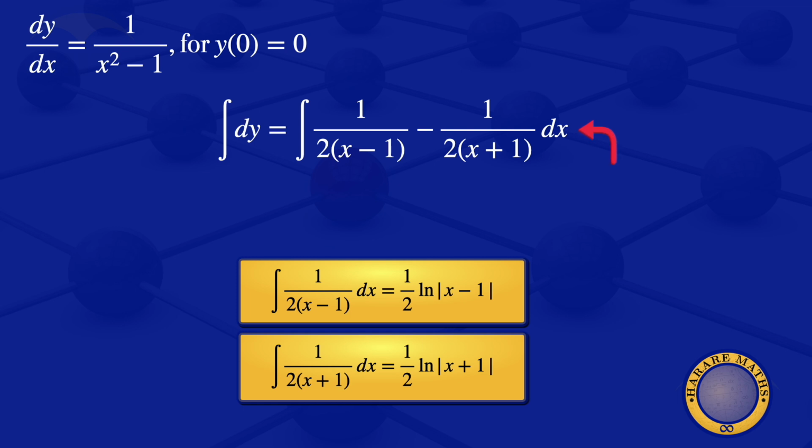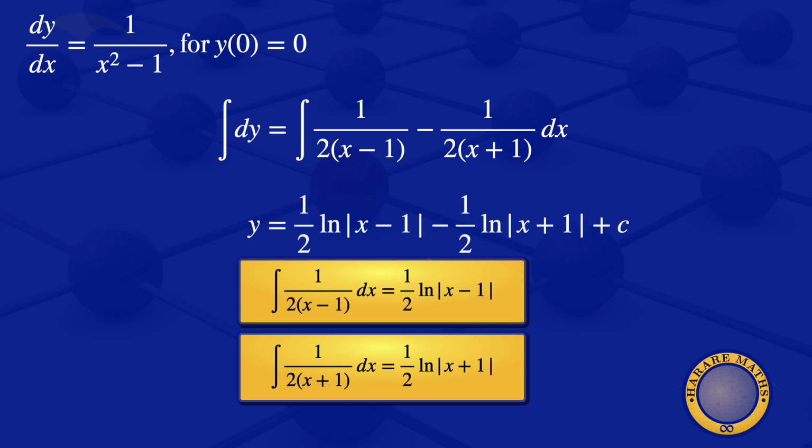So substituting into our equation, on the left hand side, when you integrate 1 dy, it gives us y. So we have y equals a half ln of the absolute value of x minus 1, minus a half multiplied by ln of the absolute value of x plus 1, plus c. The c here is a constant of integration. It's just a real number.